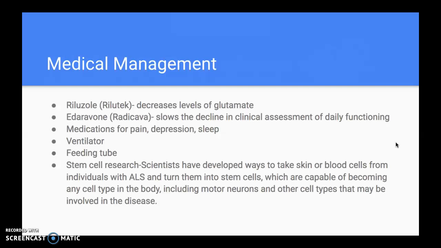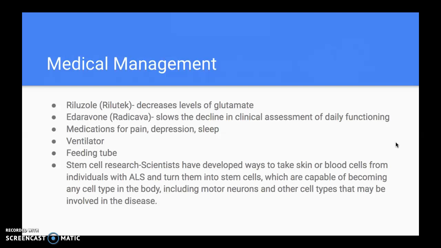There are medications for pain, depression, and sleep, both over the counter and prescribed, because due to the symptoms and the progression of the disorder and the disease, the patient will experience pain. There's a psychosocial component to it, and sleep will be affected as well.